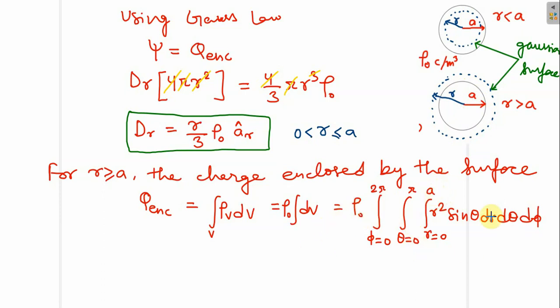So in this case what will be the volume? With this triple integral we are basically calculating the volume. Since the radius is now a, the volume will be 4 by 3 pi a cube, and so rho 0 into 4 by 3 pi a cube is the charge enclosed by this surface.